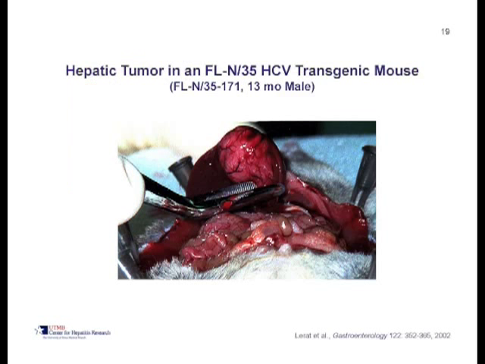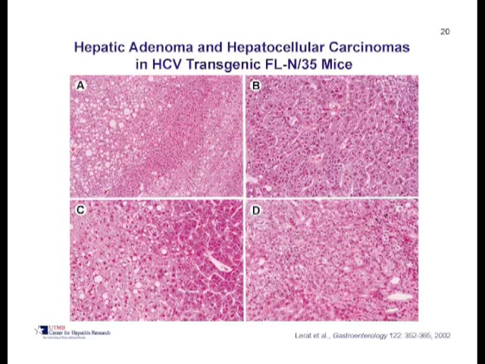We also found hepatocellular cancers in these mice. Not only this lineage, but multiple lineages. This is a 13-month-old male, and these were all in male mice, just like humans have much greater risk of liver cancer if they're male rather than female. This is a quite large nodule, actually, that is in fact hepatocellular carcinoma. And these are some pictures of different tumors that were taken from different animals in this lineage.